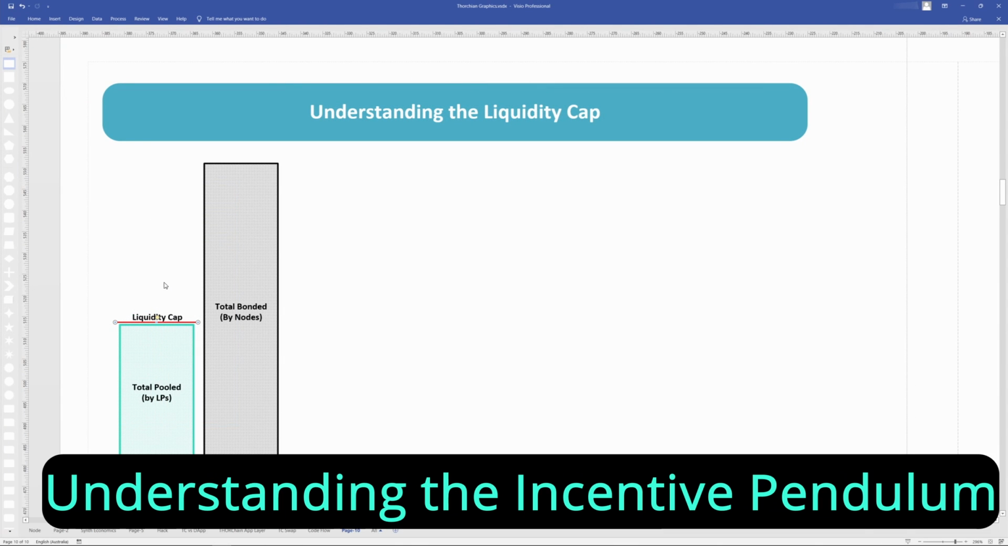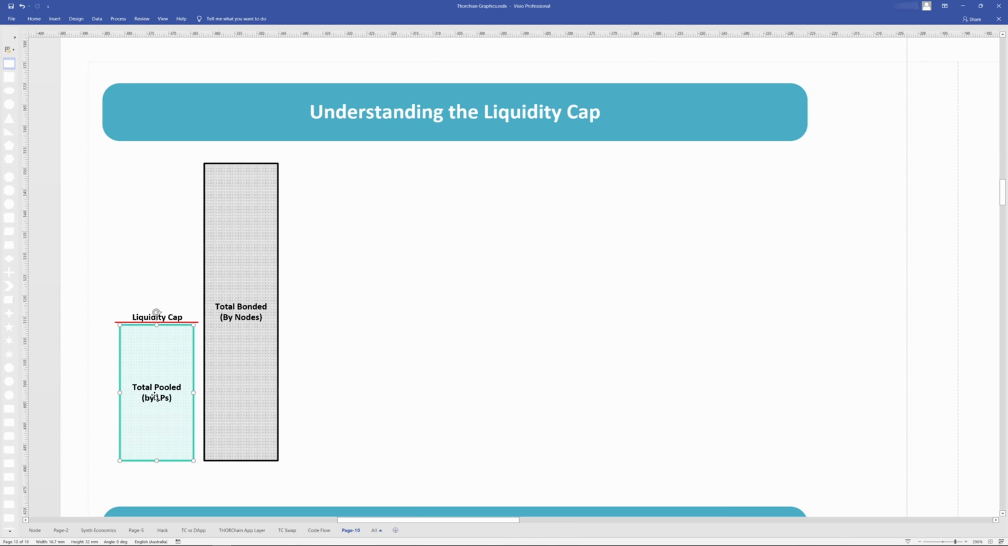With regards to the incentive pendulum, it controls the incentives from node operators to liquidity providers, and this liquidity cap kind of holds it in place. Normally, if this wasn't there, if you got to this situation, then it would be underbonded and more rewards would go to the node operators to incentivize more to come and join to increase the total bonded.